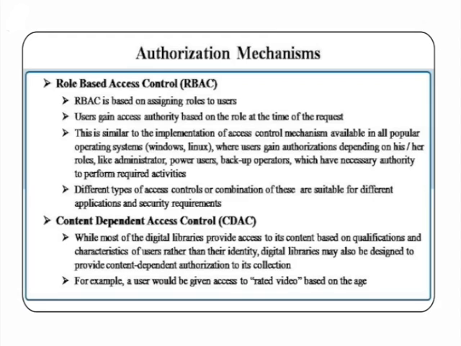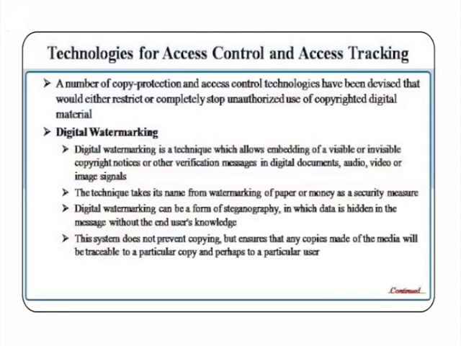Different types of access control, or combinations of these, are suitable for different applications and security requirements. Content Dependent Access Control, that is CDAC: while most digital libraries provide access to their content based on qualifications and characteristics of the users rather than their identity, a digital library may also be designed to provide content-dependent authorization to its collection. For example, a user will be given access to a rated video based on his age.